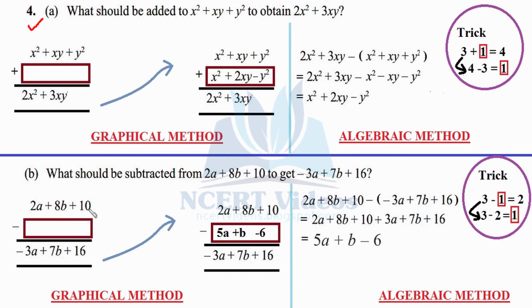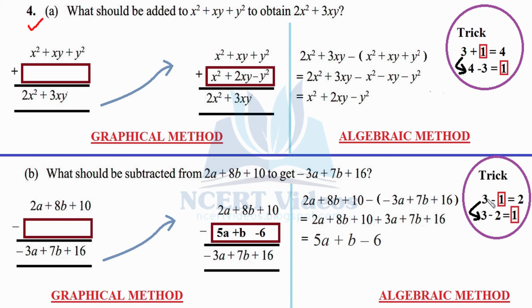Here 10 is becoming 16. We have to introduce minus 6 here, not plus 6, because minus minus will become plus, and plus 10 plus 6 will give you plus 16. So this was the graphical method. Again, the algebraic method can be done with a trick.